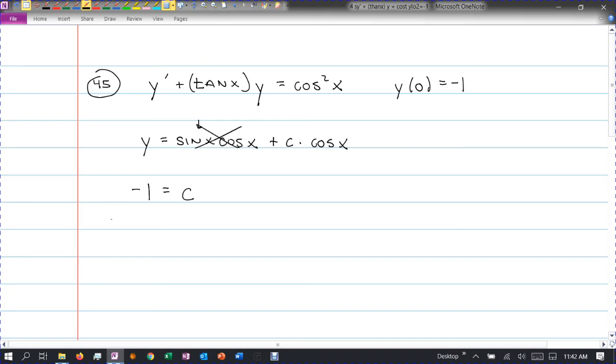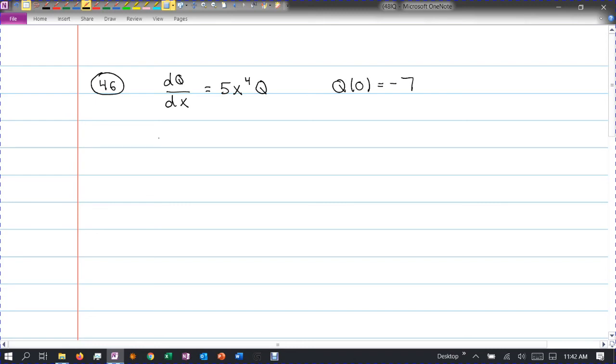Okay. Let's look at number 46. You have dq/dx equals 5x to the 4th q. And they tell you that q of 0 is negative 7.